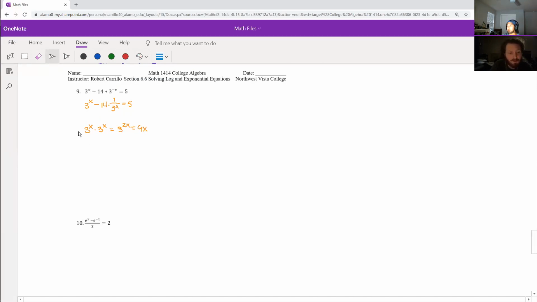Don't try to do so much. 9 to the x, yes. But don't change it into 9 though. Leave it as 3 to the 2x. You'll see why. It is more obvious, I guess, to make it 3 to the 2x then. So this will be 3 to the 2x minus 14 equals 5 times 3 to the x. Okay, now I see why it's easier.